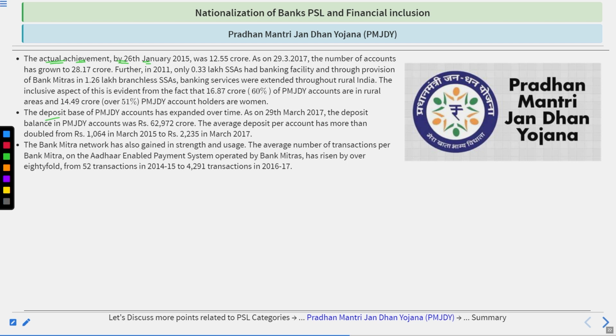The deposit base of PMJDY accounts has expanded over time. As on 29th March 2017, the deposit balance in PMJDY accounts was rupees 972 crores. Average deposit per account has more than doubled from rupees 1064 in March 2015 to rupees 2235 in March 2017. The Bank Mitra network has also gained in strength and usage. The average number of transactions per Bank Mitra on the Aadhaar-enabled payment system has risen by over 80-fold, from 52 transactions in 2015 to 4,291 transactions in 2016-2017.